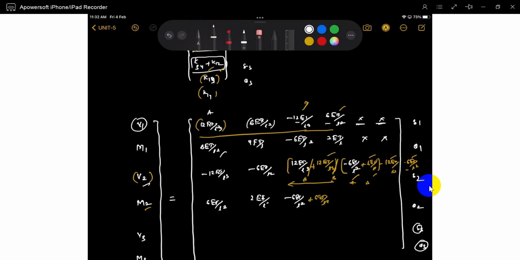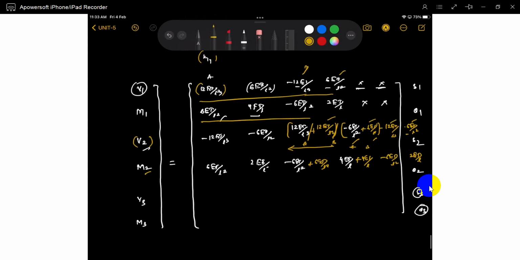Okay, so for the A element, finally it's 4 EI by L. Here it equals 4 EI by L. So again, just add it. Again, this same will come: 6 EI by L square, 2 EI by L.